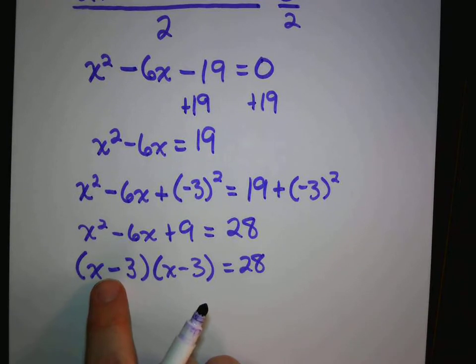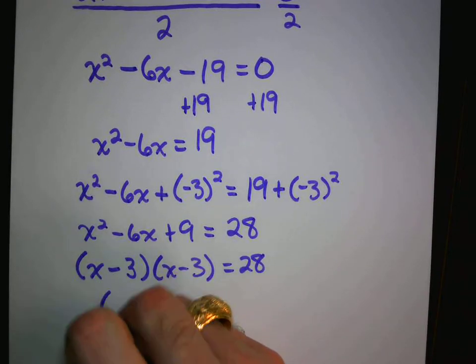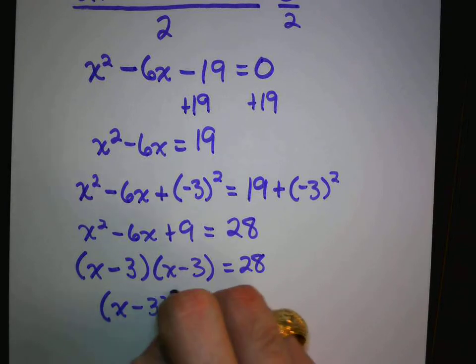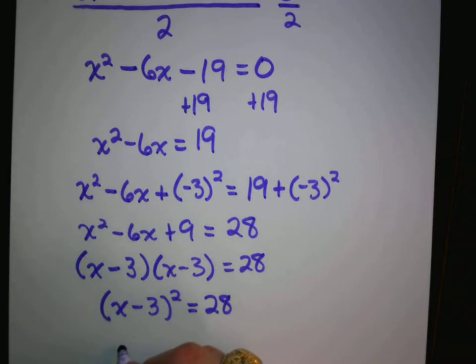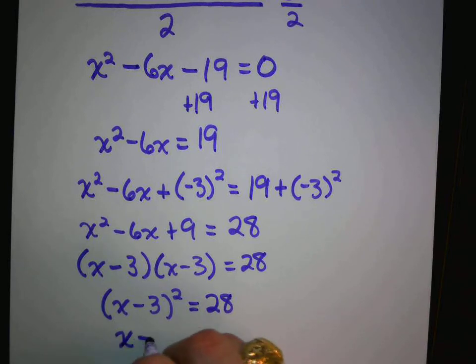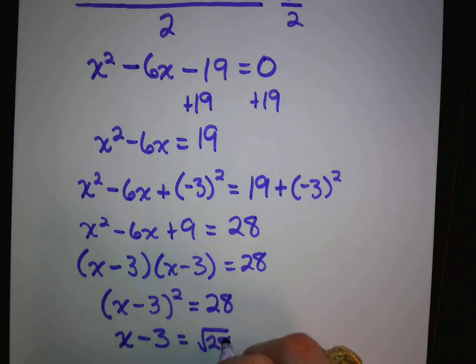But at this point, we know that when we multiply something by itself, that's the same thing as squaring it. This is why it's called completing the square. We have made something that is completely squared. And at this point, we can unsquare both sides, which, just like before, would be take the square root. And that tells me that x minus 3 has to equal the square root of 28. Don't forget, though, that when we do this, we have to take the positive or negative square root of 28.